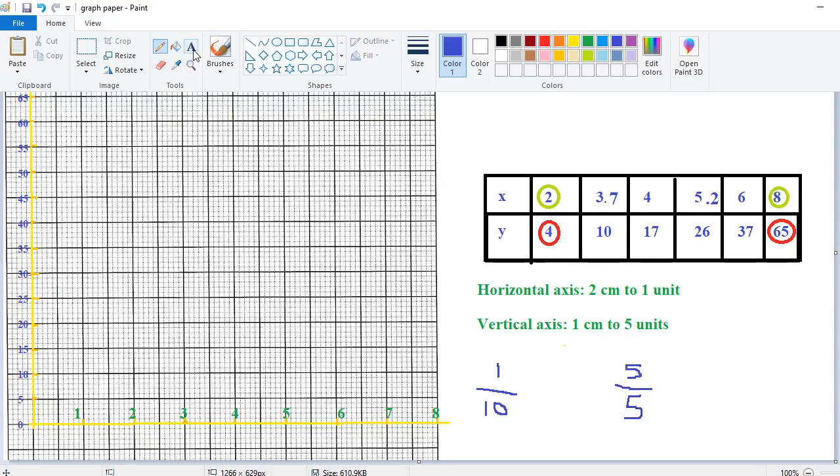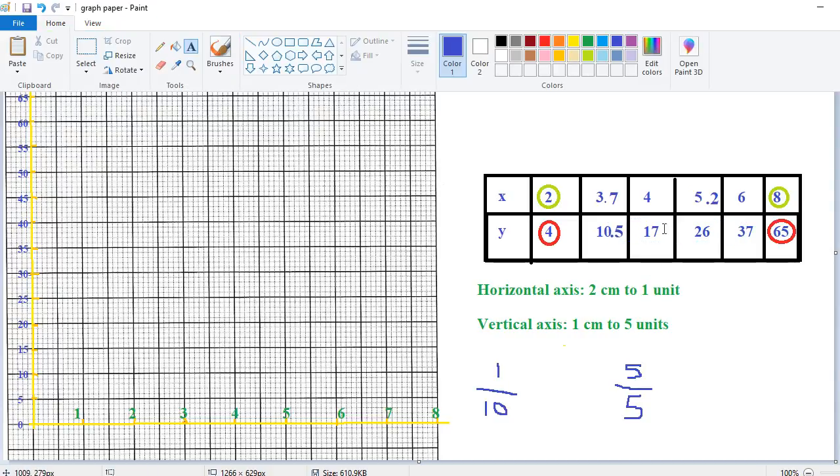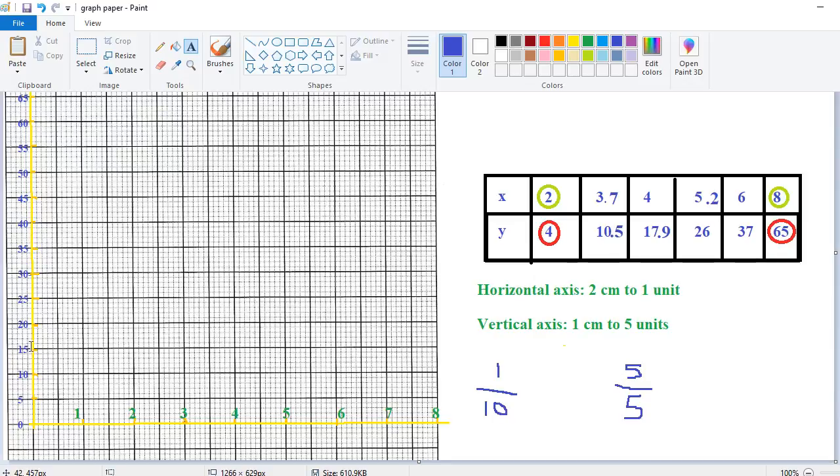So let's drop in some decimals on this side as well. If I need 10.5, and let's drop in 17.9. Now if within each small block you can get your 0.5, then we know that 0.9 would be somewhere very close. So if I'm plotting 17.9, I look for 17 and I go very close to 18, because 17.9 will be very close to 18 based on the graph we're plotting.